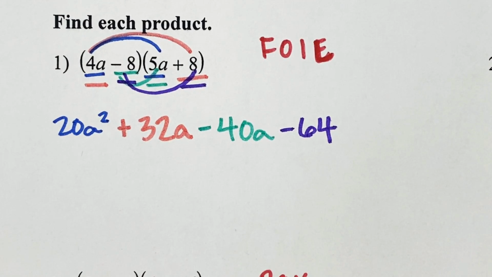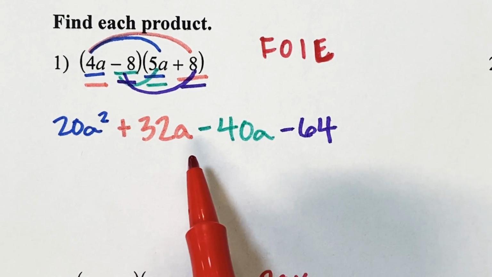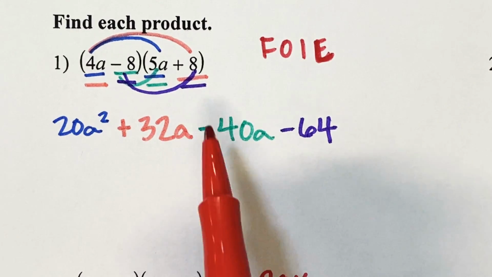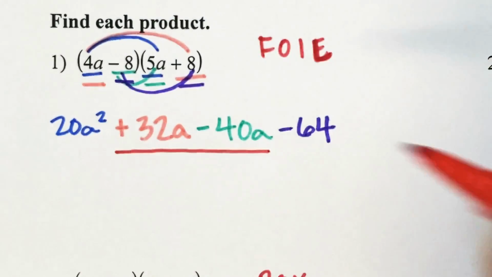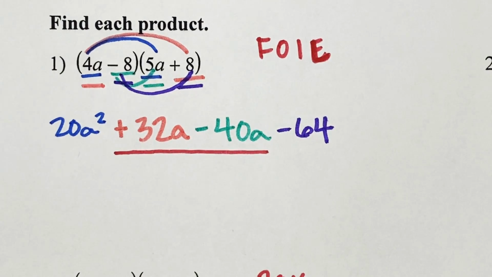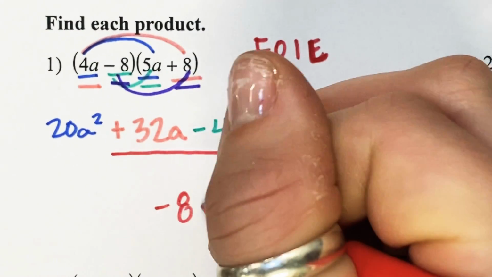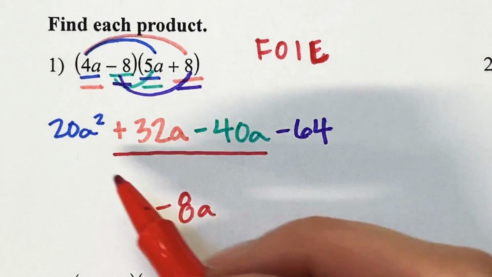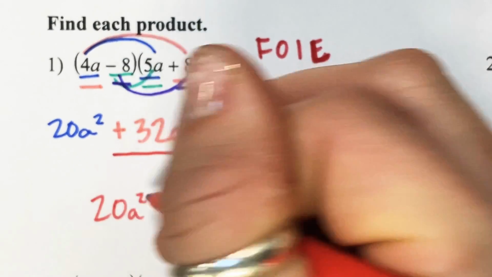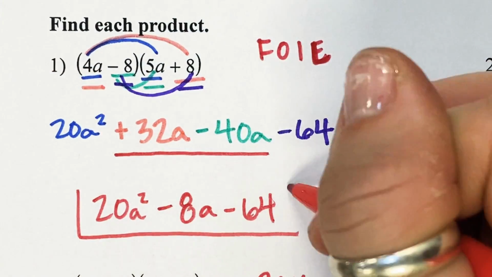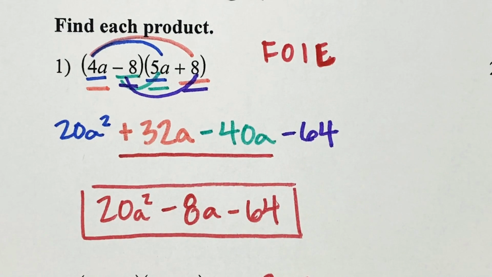My very last step is to combine like terms. These two terms in the middle, they both only have a to the first power. We cannot combine it with a squared, right? It has to be the same exponent. So we can only combine positive 32 with negative 40. What is 32 minus 40? 32 minus 40 is going to give us negative 8a. So those combine to give me negative 8a. Now just put your 20a squared in front, your minus 64 in the back. And there is our answer.